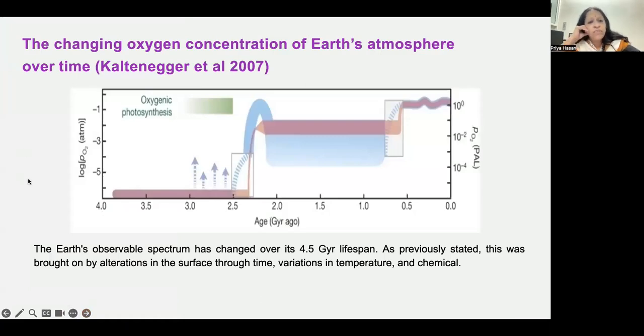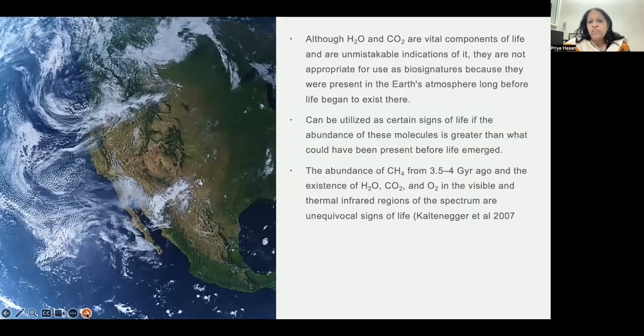So if you look at this plot over here, this is from Kaltenegger et al. 2007. You can see that the oxygen concentration itself of the Earth's atmosphere has been varying. So for example, if one was actually looking for oxygen on the Earth as a biosignature, then you can see that the amount of it has been very low till about almost 2.5 billion years, right? And then later on, you have a sudden rise where the amount of oxygen increases. So you can see that if you were observing the Earth itself through 4.5 gigayears, there's been a big difference in its spectrum. And like I said, this is basically because of variations in time, in temperature, as well as chemical composition of the atmosphere on the Earth.